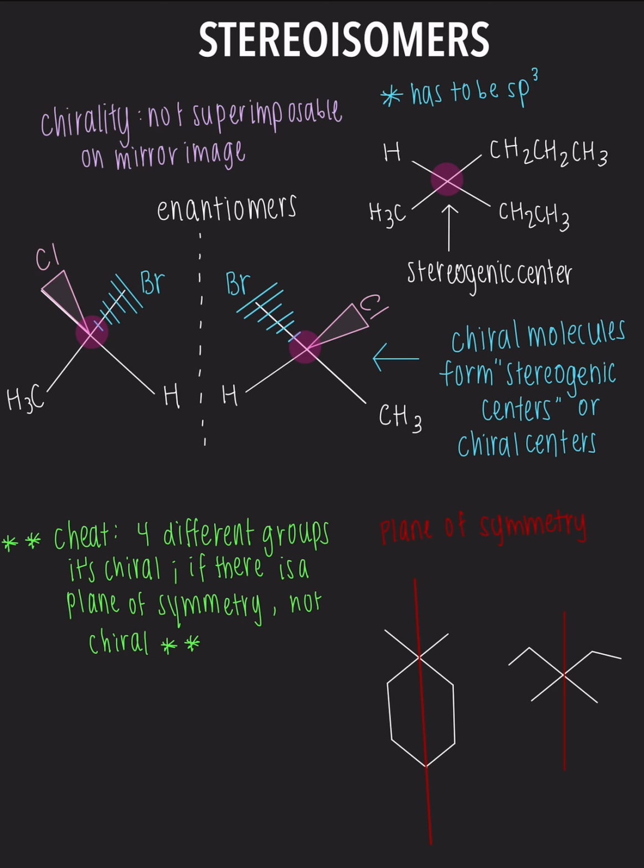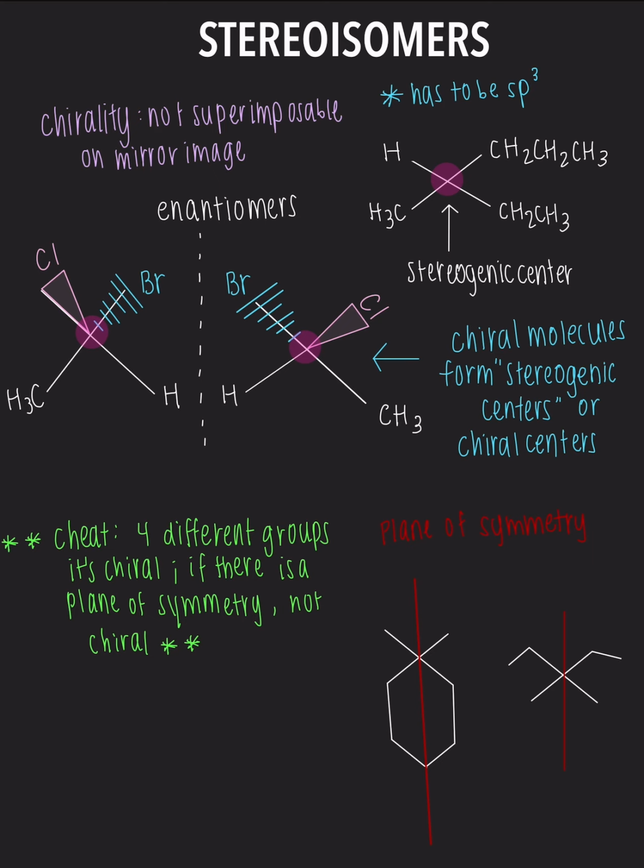If you have a plane of symmetry, it is not chiral. So I drew it just kind of like to show you guys. If you draw a line down the middle, see how this group is the same as this group, and this group is the same as this group. So you don't have 4 different groups on it. Okay, so it is not chiral.